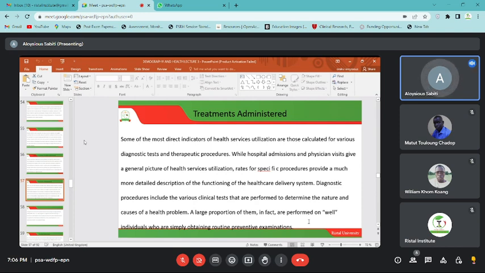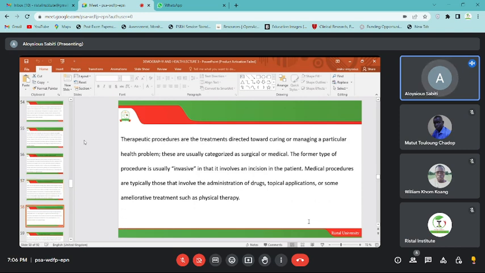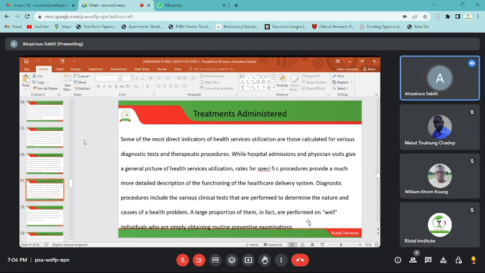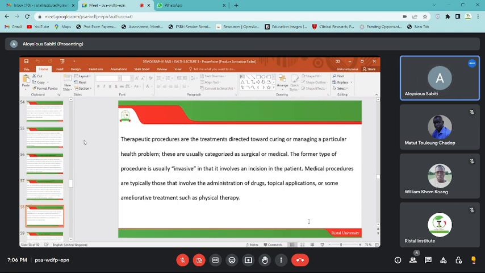So diagnostic procedures include the various clinical tests. A large proportion of them, in fact, are performed on well individuals who are simply obtaining routine preventive examination. So in therapeutic procedures, we are giving treatment to individuals who are having a particular health problem. But if it is a diagnostic test, we want to look at an individual who has just come to do a routine checkup and see, do I have any problem or I don't have any problem.